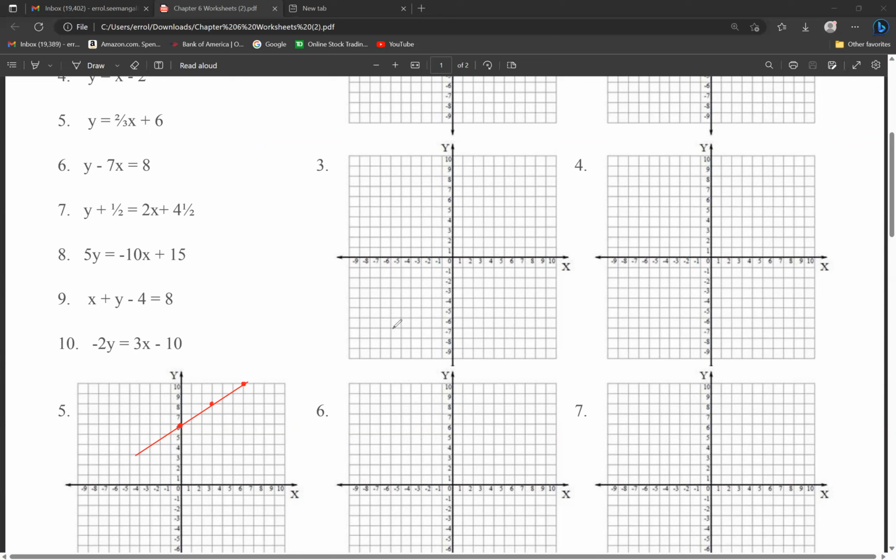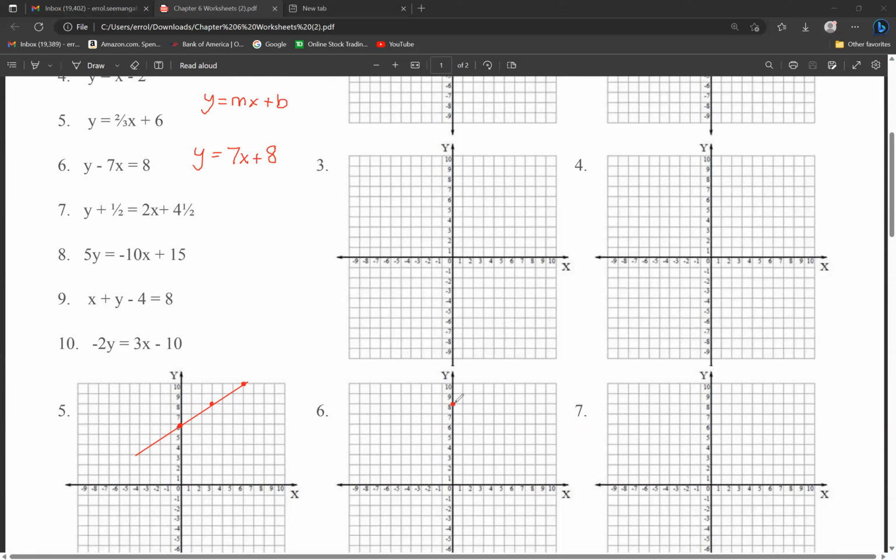All right. 6. Okay, so what do you notice about 6? Is it in the right form? No. All right, so how can we put it in the right form? y equals 7x minus 8 or plus 8? Plus 8. Okay, good. Where do we start? 0, 8. Okay, 0, 8 is right there.